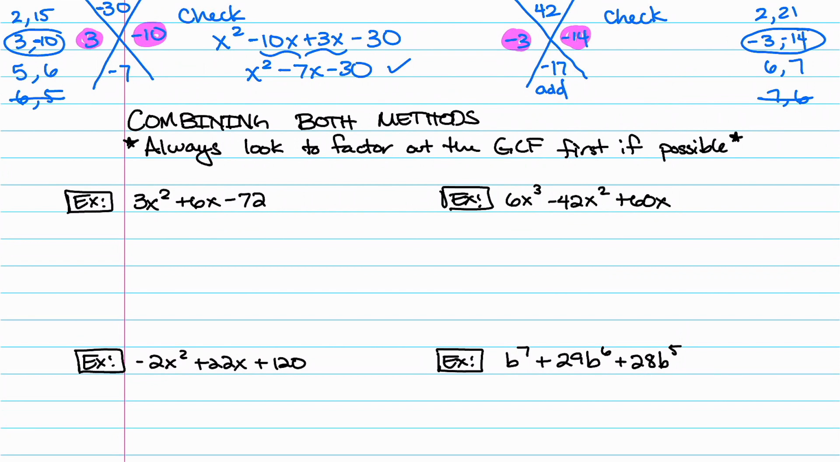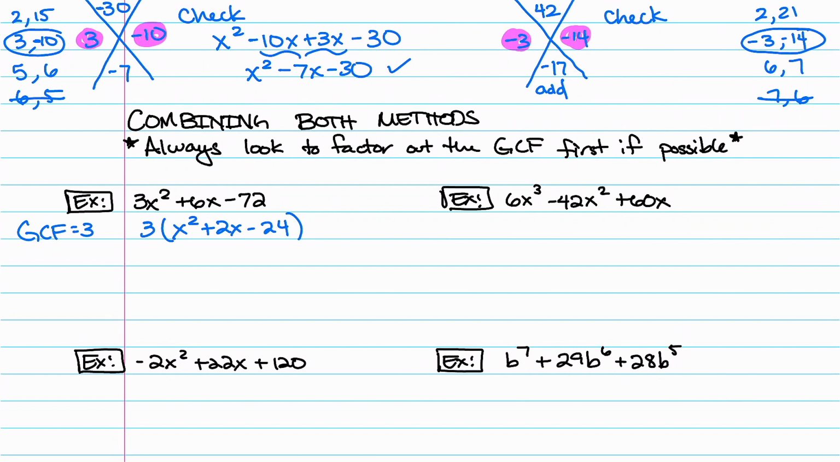Well, I'm going to try to find what goes into all of these. It looks like the GCF here is 3. So I'm going to write GCF is 3. If I factor out that 3, that's going to be 3 parentheses x squared plus 2x. And I think that's a minus 24.